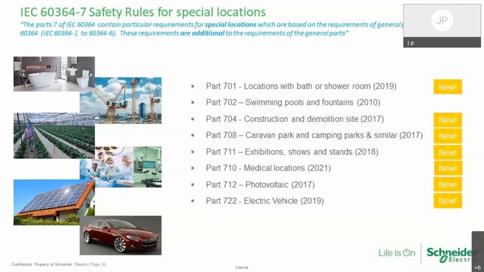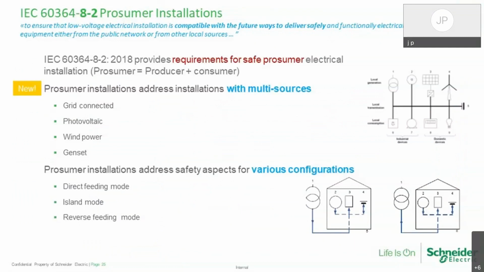712 was updated for photovoltaic 4 years ago, and there is a lot of new requirement compared to the former version. So it's very important that you update your part 712. And 722 was updated also 2 years ago regarding EV car. It's also something that we introduced, and it's also important to update. So you see there is a lot of modification and updates to be implemented in your national local installation.